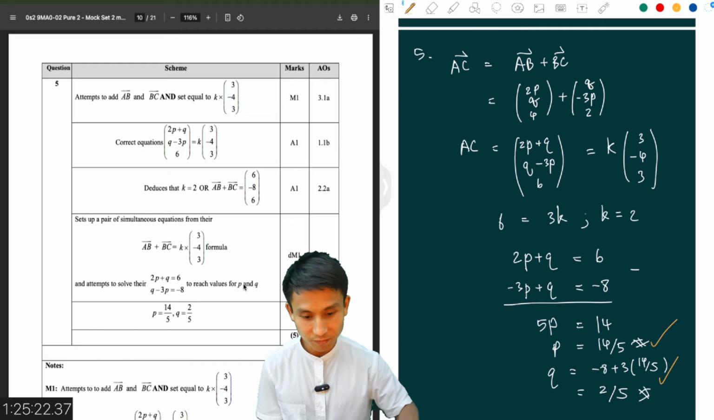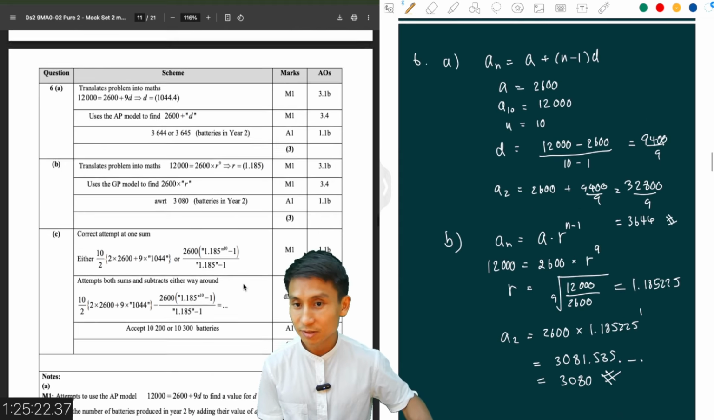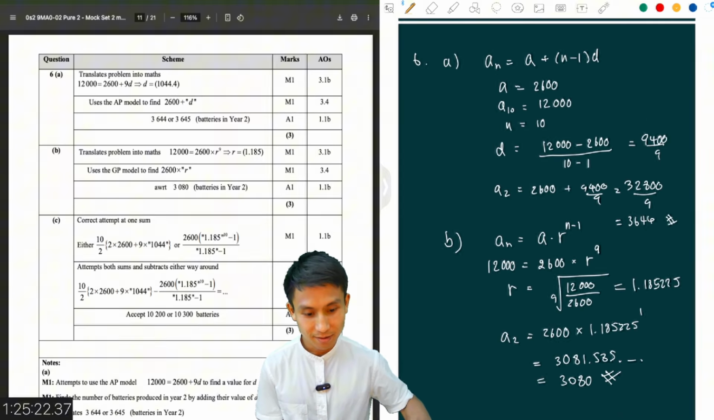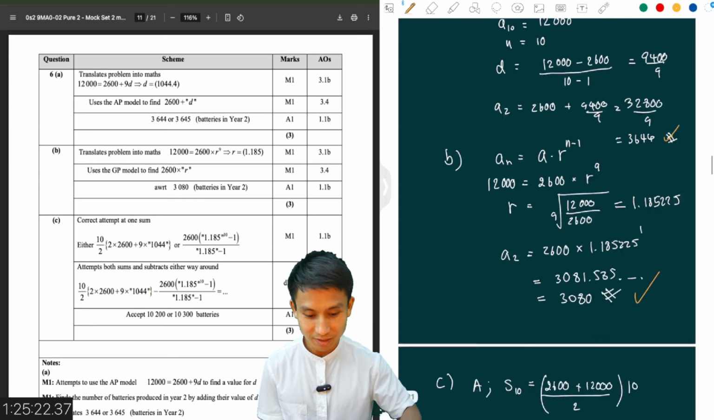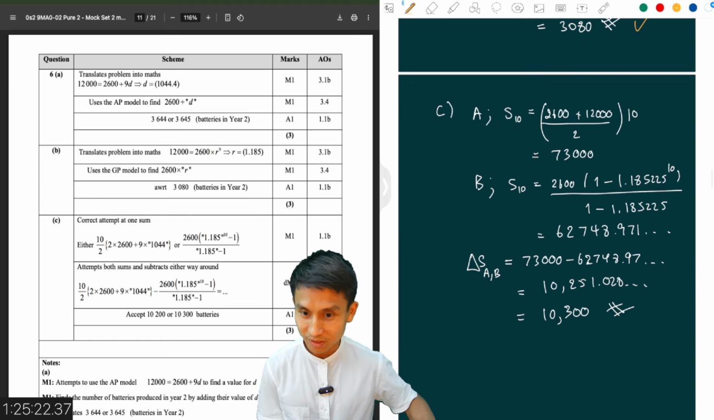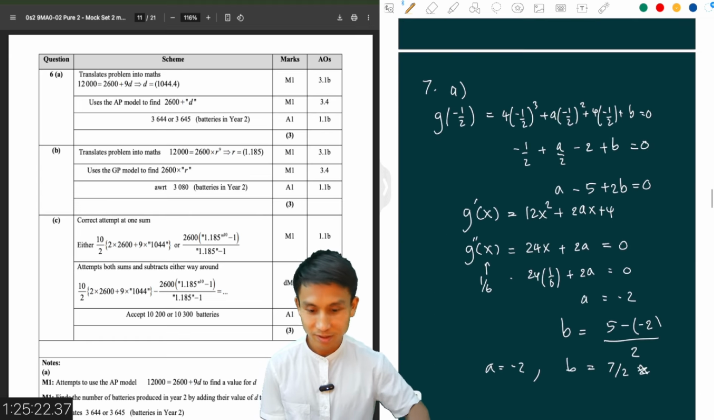14 over 5, 2 over 5, that's fine. Number 6. Yeah, we got it. It felt weird when it's not an integer, right? You know what I mean. Yeah, nailed that as well. Number 7.